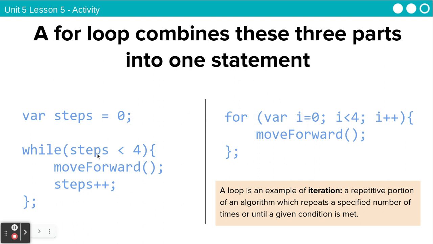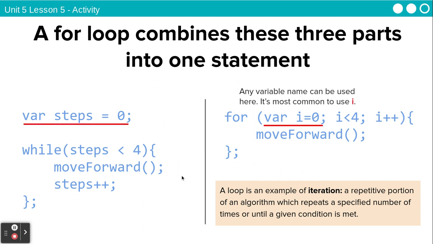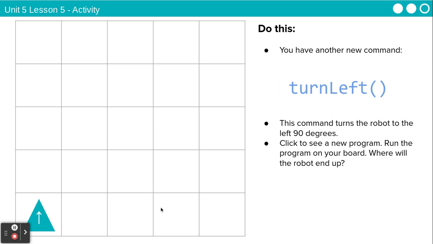We want our steps, which again is I, to be less than 4. Same thing. And then we want to increase our steps each time. And if those things are taking place, then we're going to move forward. So this is the same as this, just simplified. And again, this was an example of a while loop. This is an example of a for loop. So those are the same. Again, they commonly use I because of the iteration. Those are the same, and then you move forward.